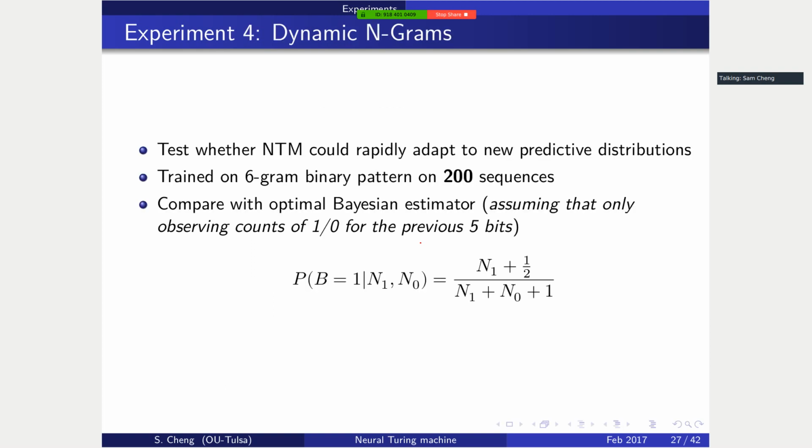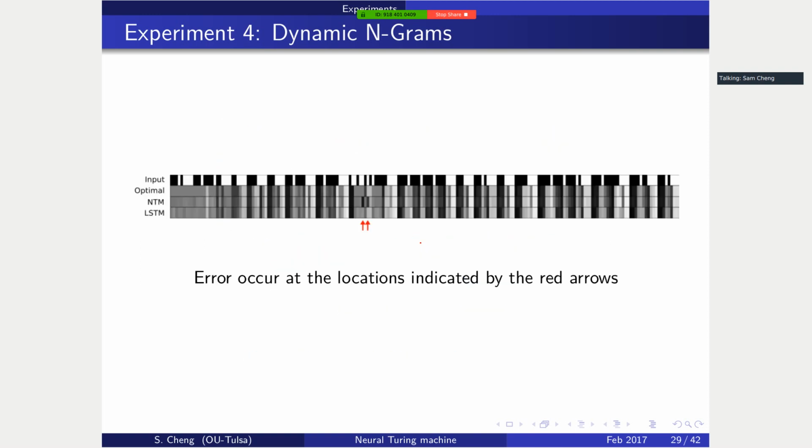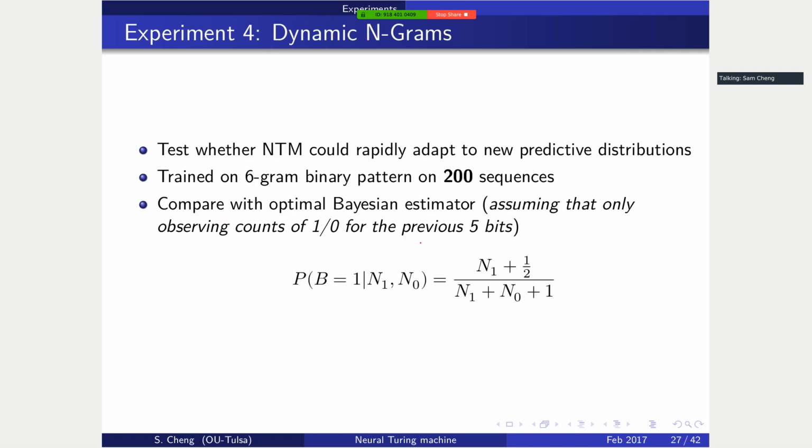Another experiment they try is this n-gram model. Basically, the n-gram model is like you have a sequence of bits coming in, like 0, 1, 0, 1, 0, 1, 0, let's say, and the bits are correlated. For example, I have a 6-gram here. It will be correlated in the sense that each 6 of them is correlated somehow.